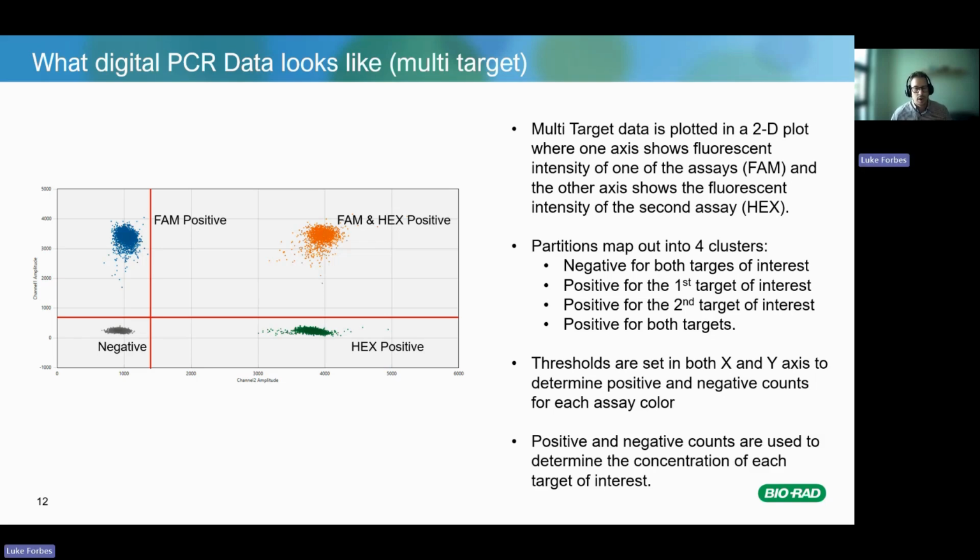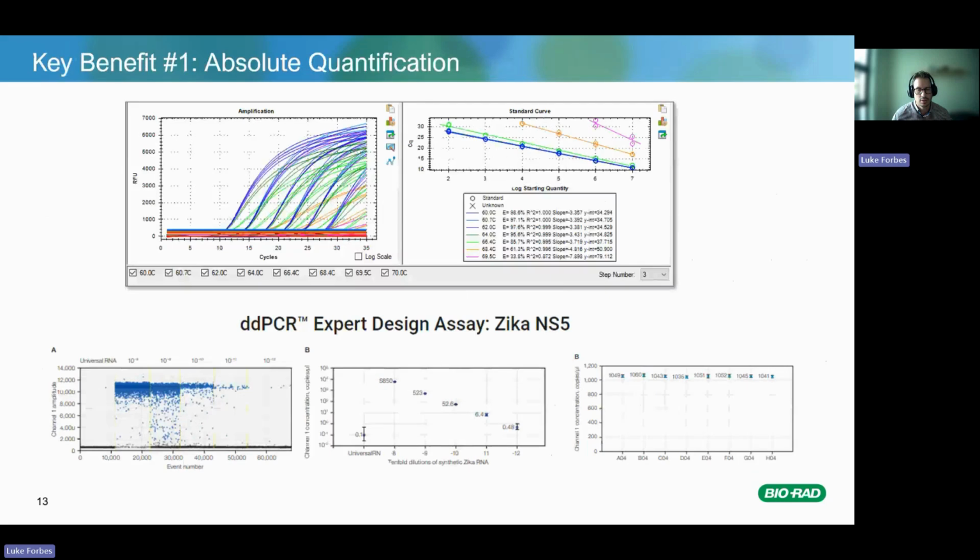Okay, so up until that point, we've basically been describing the technology for everyone, just so that they have a good base background. But now we're going to look at the benefits of the technology, especially when we're comparing to real-time PCR.